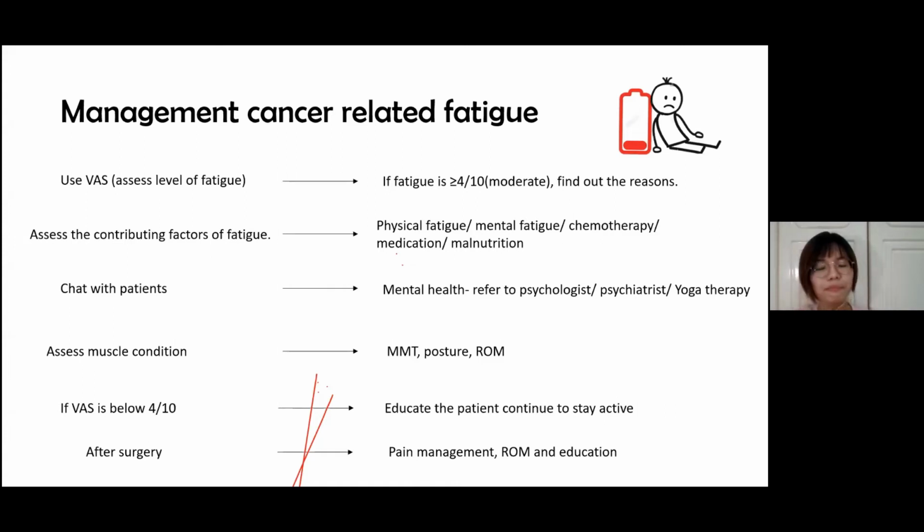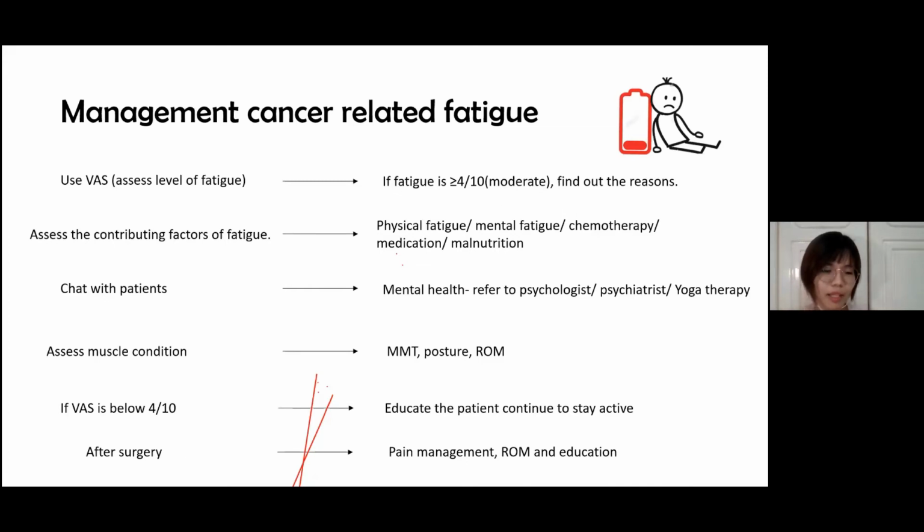Physical fatigue is when you have muscle weakness, you can't do a lot of movement, and your muscle will feel sore or painful. That is physical fatigue. Mental fatigue is when your muscle can move and can do a lot of work, but your mind says you can't do it. That one is mental fatigue. So we can check with the patient whether their mental health is okay or not. If the mental health is not okay, we will refer them to a psychologist, psychiatrist, or yoga therapy.